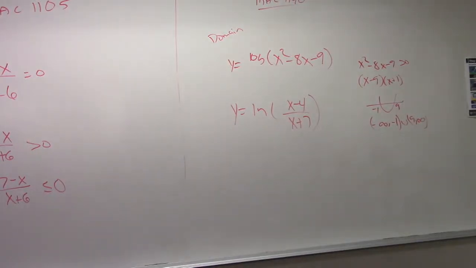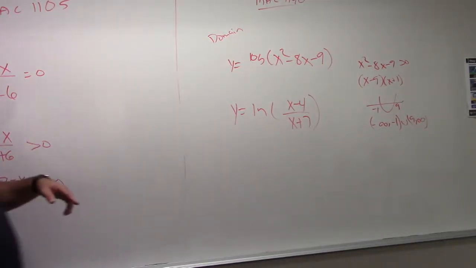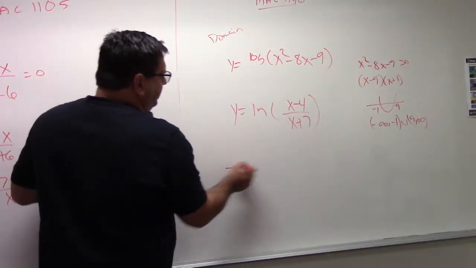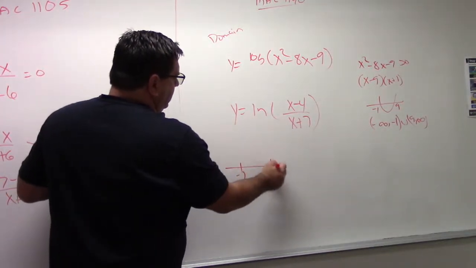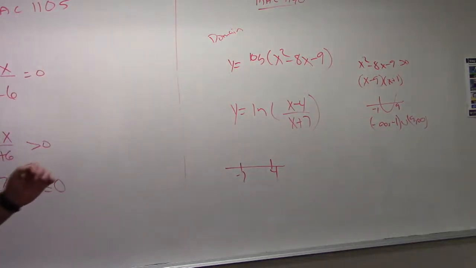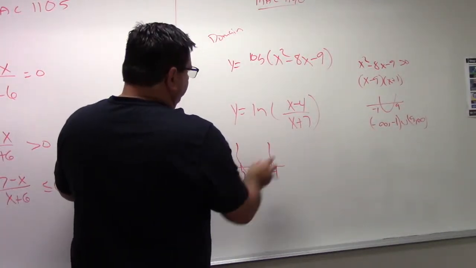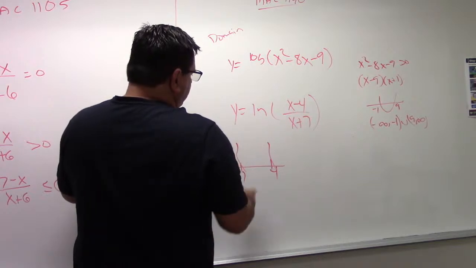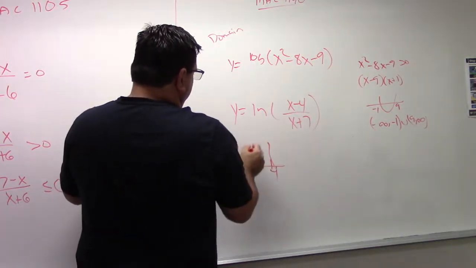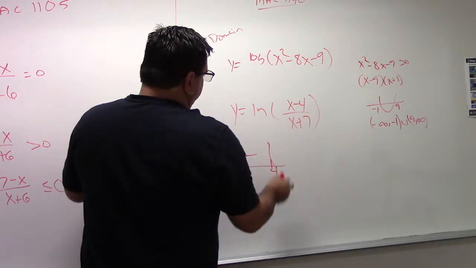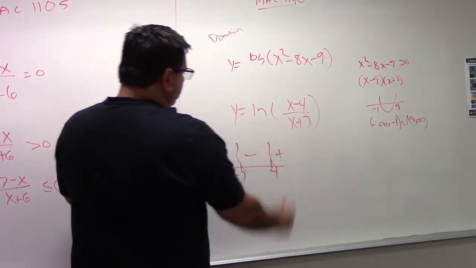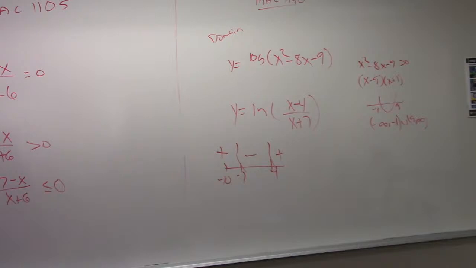All right, so we good there? Yep. All right, now, this one, probably best to use your sign graph. Negative 7, 4, and you're asking when's it greater than 0? To the left of negative 7, call it negative 10. This is negative, this is negative, this is positive. And between there, call it 0. This is negative, this is positive, this is negative. To the right of 4, call it 12. This is positive, this is positive, this is positive. All right. That's a sign graph.